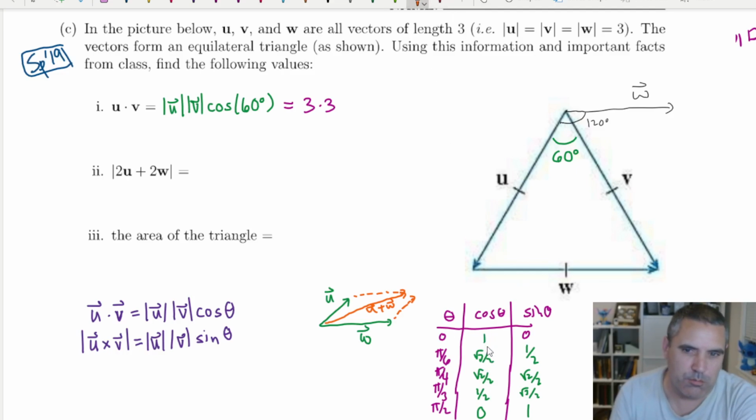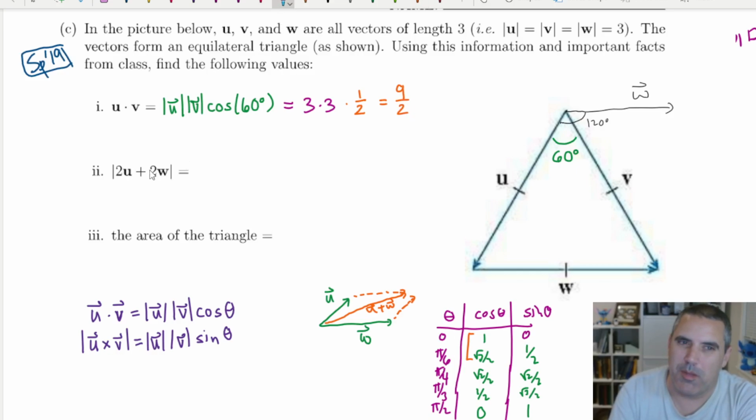There's all sorts of ways to remember this. I mean, cosine initially is bigger, so the first couple it's bigger. All sorts of ways you can think about it. All right, so let's get back to this. What are we doing? We are doing cosine of 60 degrees. So this is 1/2. So there we go, 9/2.